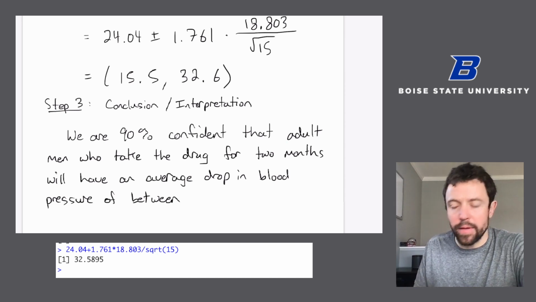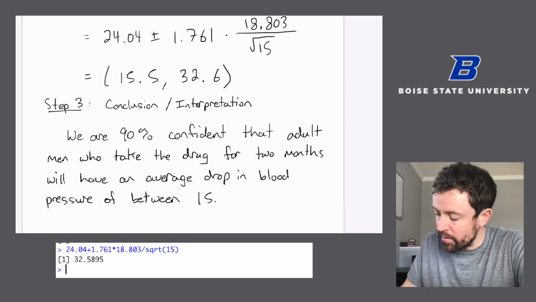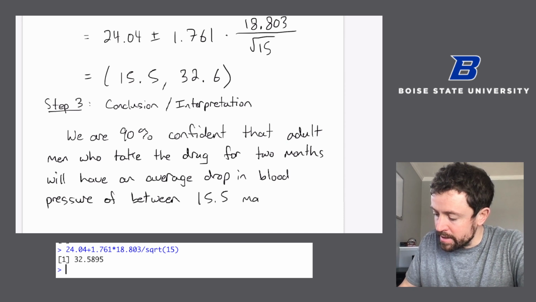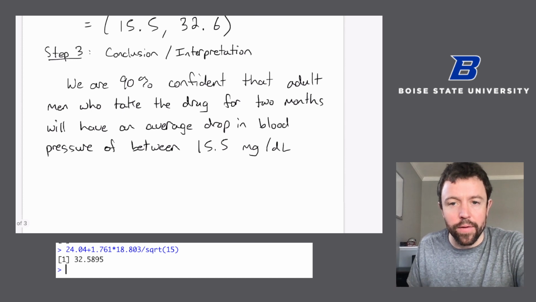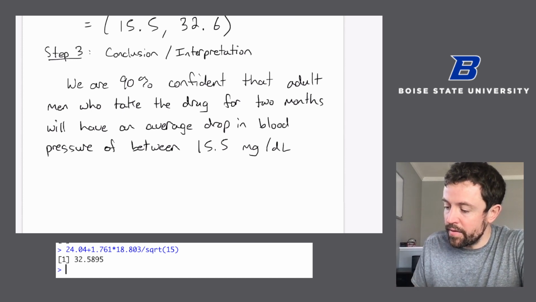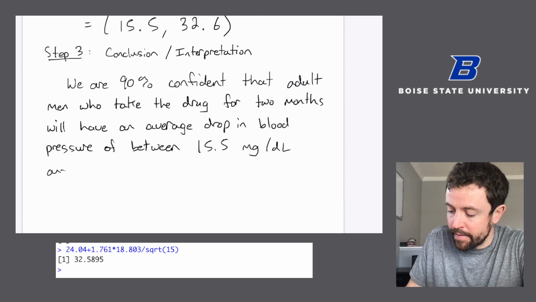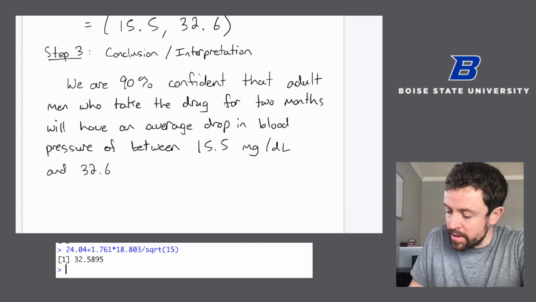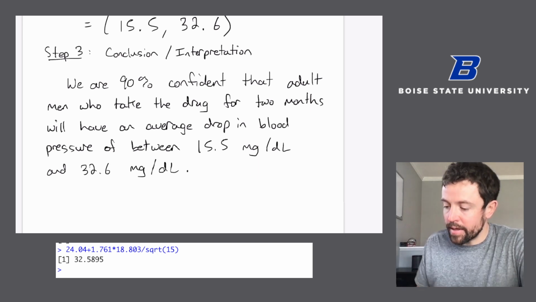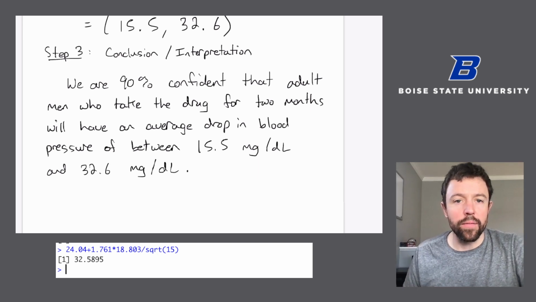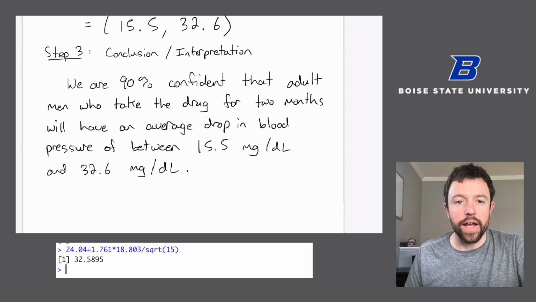And remember, the units were milligrams per deciliter, and it doesn't really matter if you don't know what that means. I don't really know what it means. I mean, I know what milligrams and deciliters are, but I don't know all that much about cholesterol. So are between 15.5 milligrams per deciliter and 32.6 milligrams per deciliter. So again, we are 90% confident that adult men who take the drug for 2 months will have an average drop in blood pressure of between 15.5 milligrams per deciliter and 32.6 milligrams per deciliter.